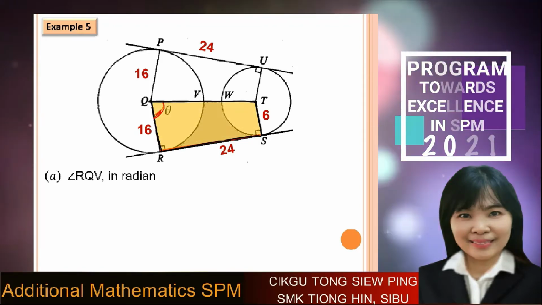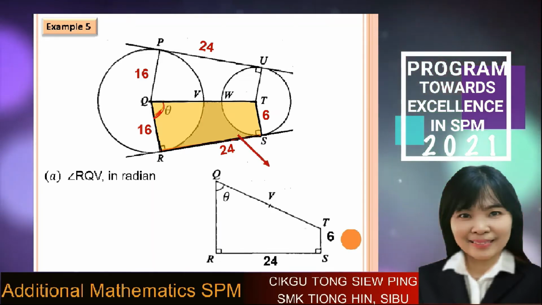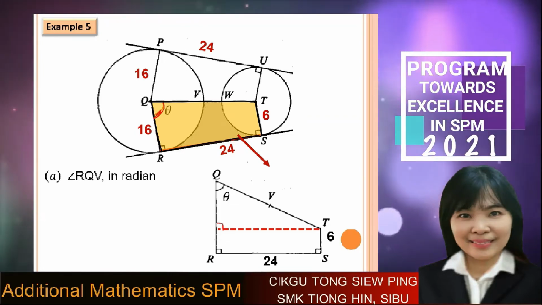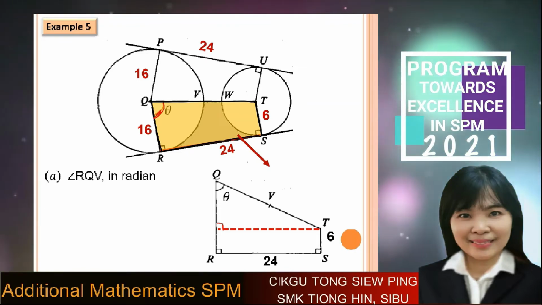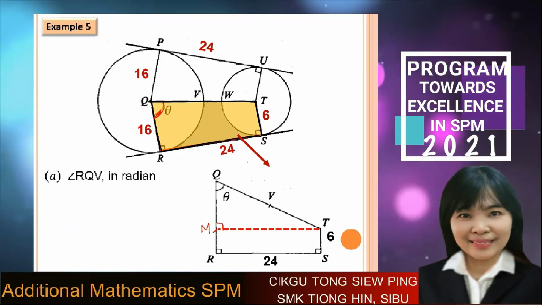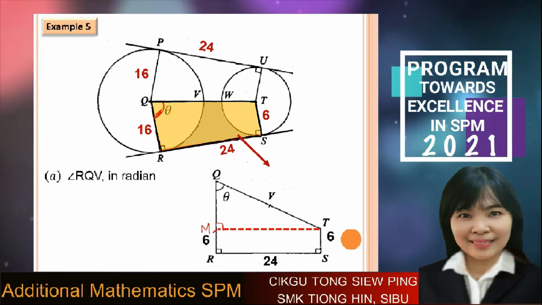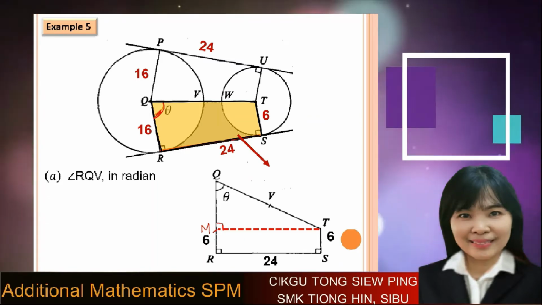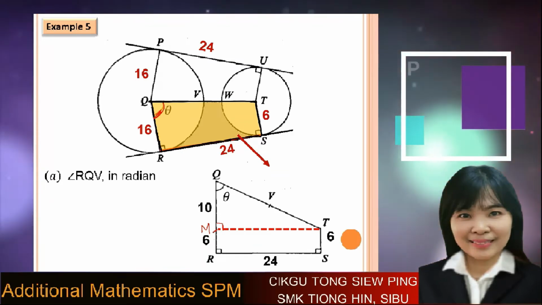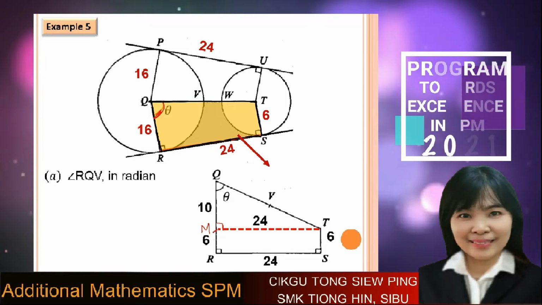Look at this trapezium. I extract this trapezium and divide it into two parts, that is, one right angle triangle and a rectangle. I name this point as M. ST is equal to 6, therefore RM is 6 too. And from the diagram, we know that the radius of RQ is equal to 16, therefore MQ is 10. RS is 24, MT is 24 too.